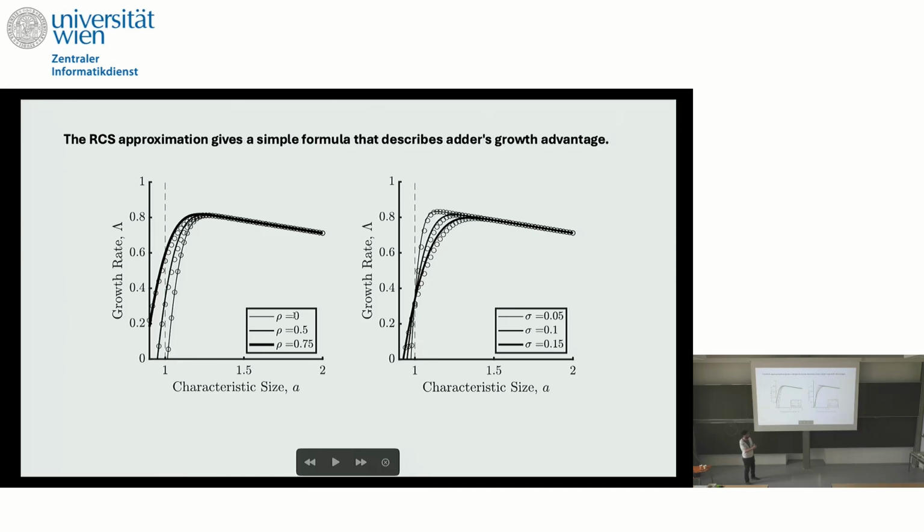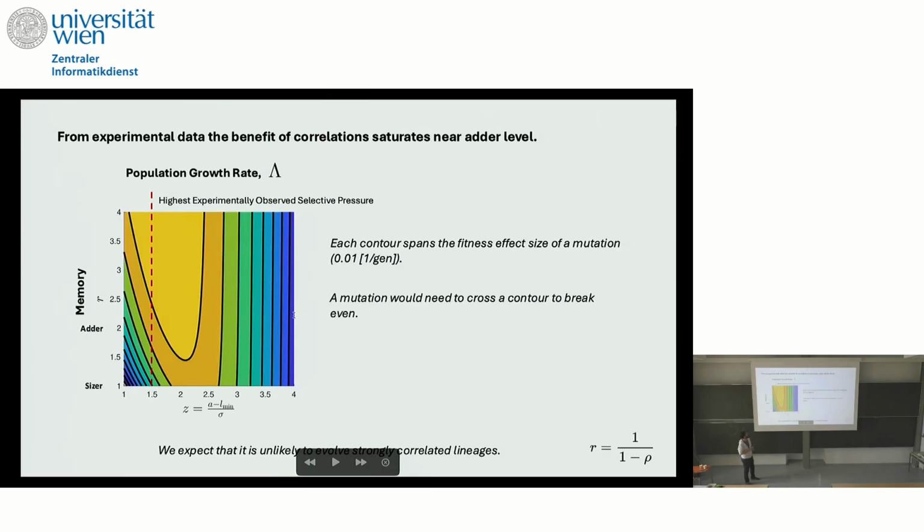So in order to address what would prevent you from going towards a super strong or high correlation mechanism, we actually look at more of a mutational argument. Here, this contour plot is showing the approximation that I was showing you before. It's going to give me the growth rate of the population. This axis, z, is the number of standard deviations you are away from the boundary. And then this is that r parameter, which is a form of memory for the population.